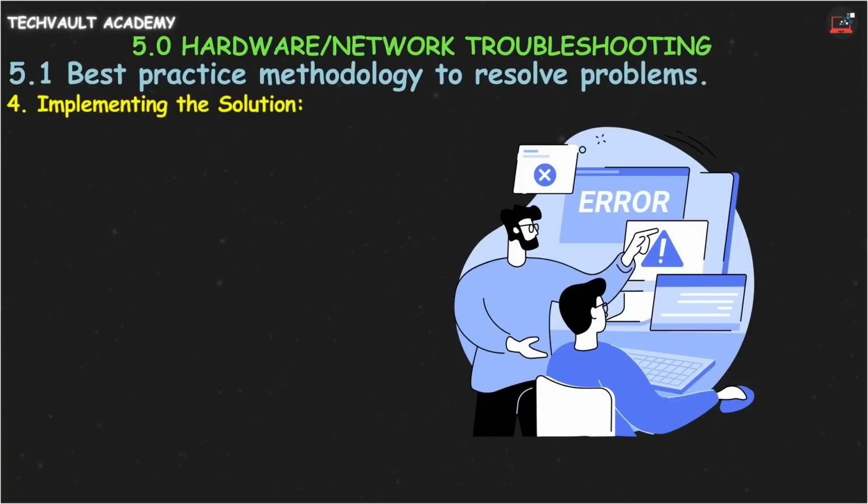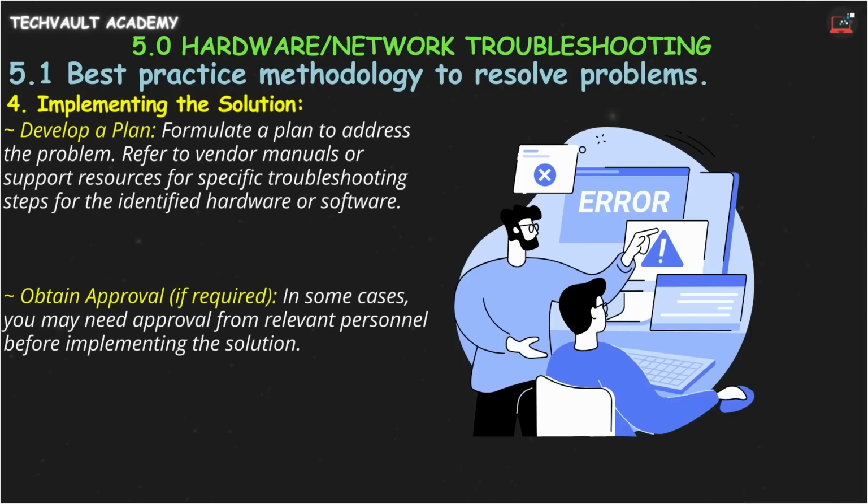4. Implementing the solution. Develop a plan. Formulate a plan to address the problem, and refer to vendor manuals or support resources for specific troubleshooting steps for the identified hardware or software. Obtain approval, if required. In some cases, you may need approval from relevant personnel before implementing the solution.